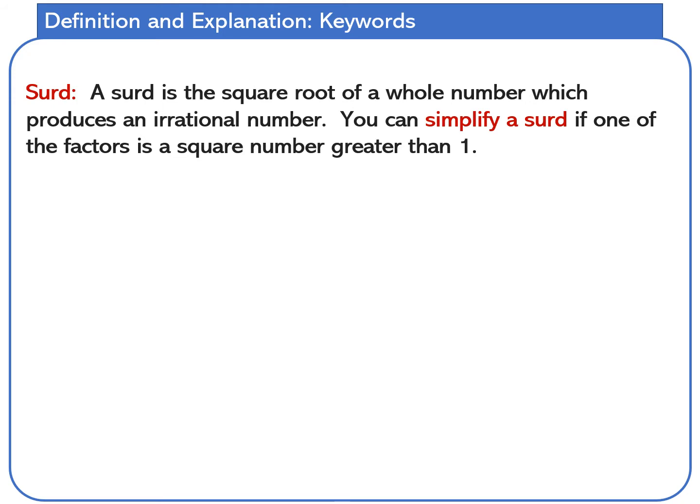A surd is the square root of a whole number which produces an irrational number. You can simplify a surd if one of the factors is a square number greater than 1.